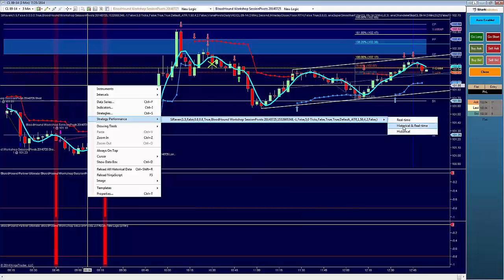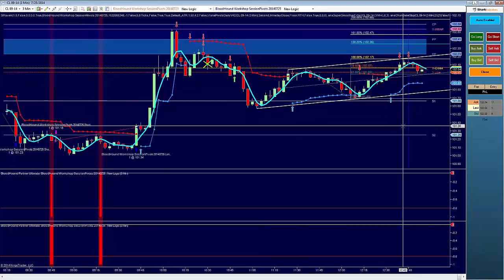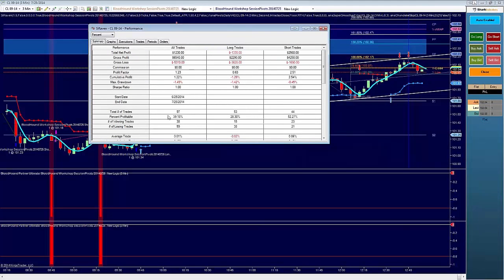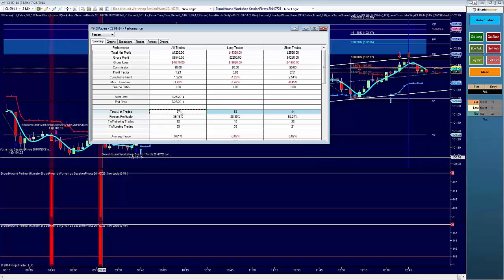So once again, we just right click, Strategy Performance, Historical and Real Time. So for 30 days, 100 trades, $1,200. Now think about that. Okay, $1,200 in 30 days. But there's 97 trades. And you have at least one tick of slippage for each trade, you know, for the market entry. So what does that tell you?